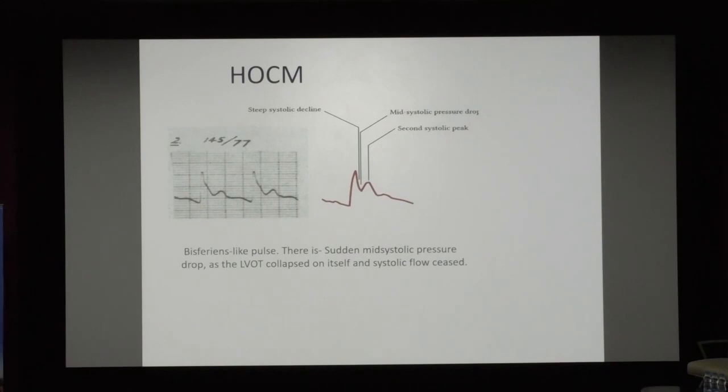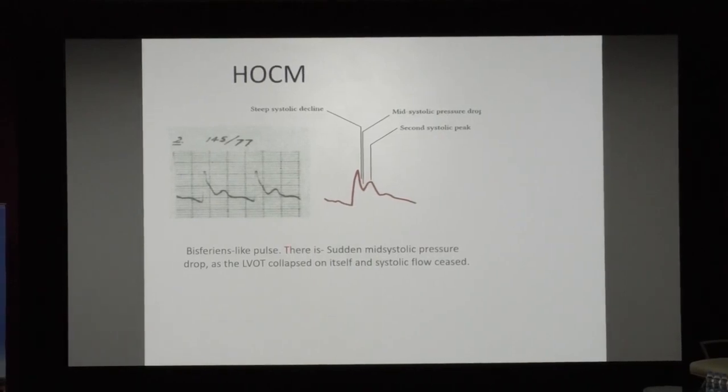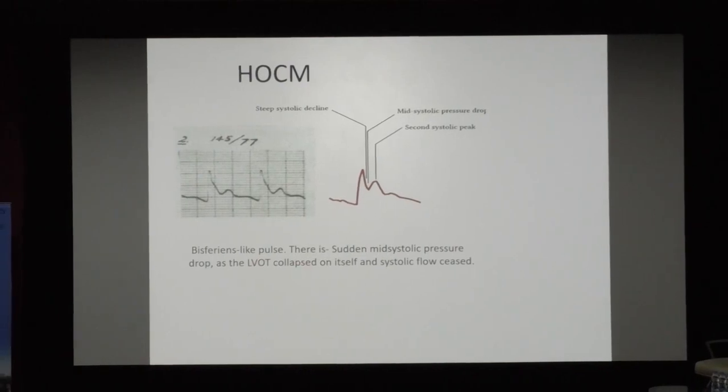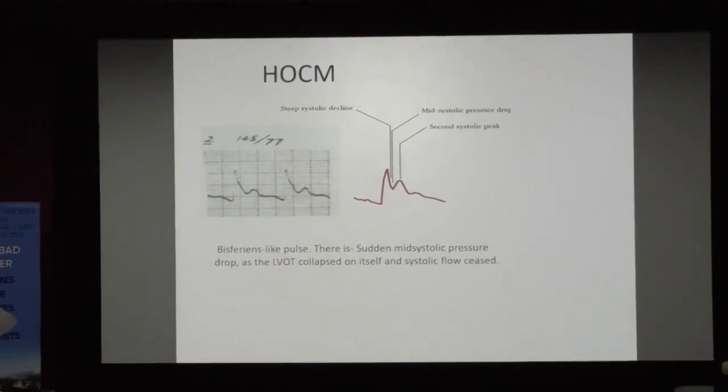In hypertrophic obstructive cardiomyopathy, there is a bisferiens kind of picture in which there is a sudden mid-systolic pressure drop, which leads to a bifid appearance of the systolic peak. This is due to the LVOT collapsing on itself, and the systolic flow is seized.